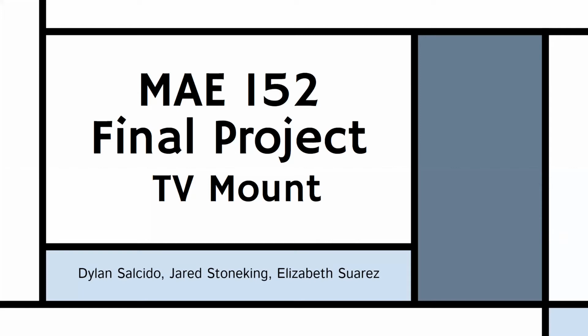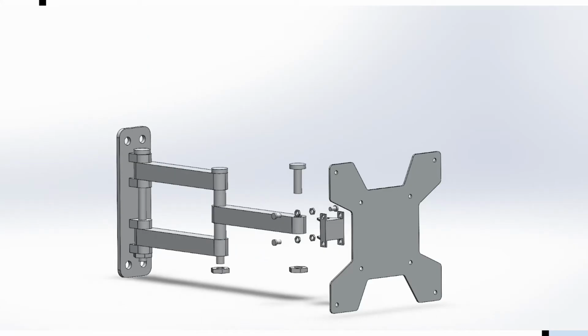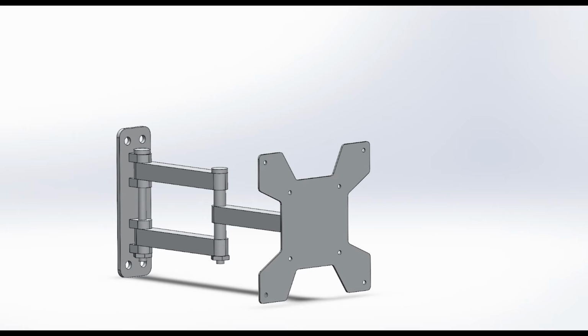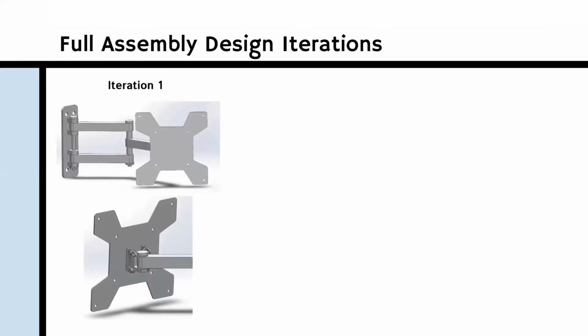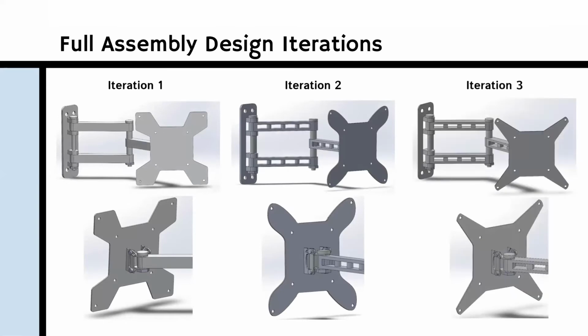For our MAE 152 project, we decided to model and simulate a TV wall mount. Here we have all the full assembly design iterations, iteration 1, iteration 2, and 3. The material of our TV wall mount is aluminum 6061 T6.